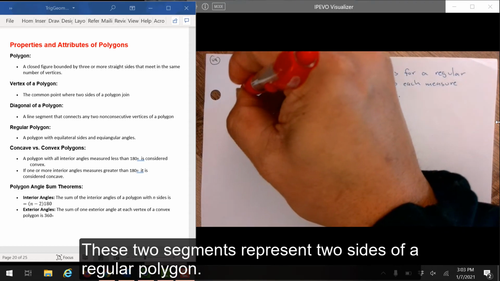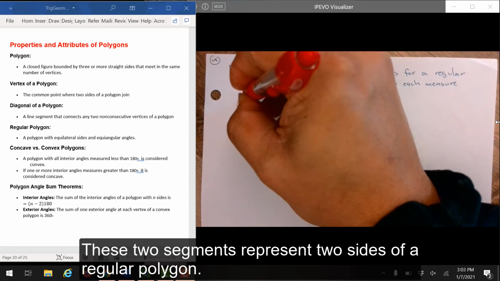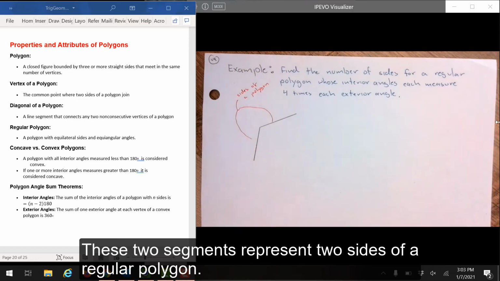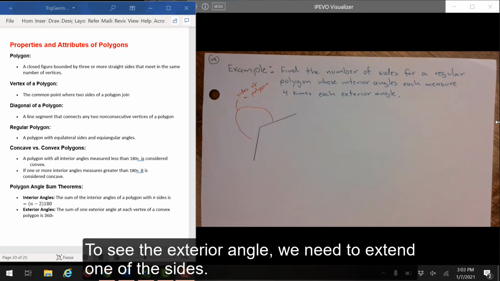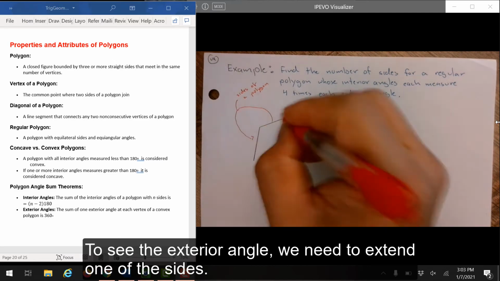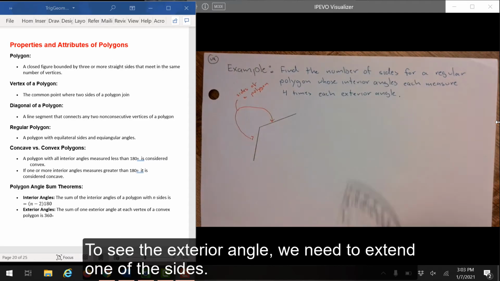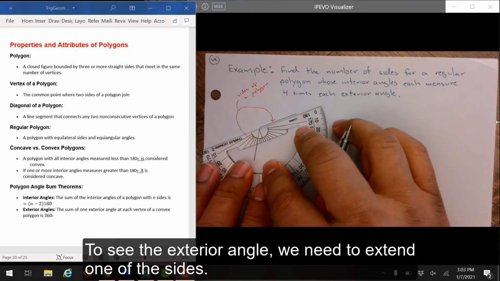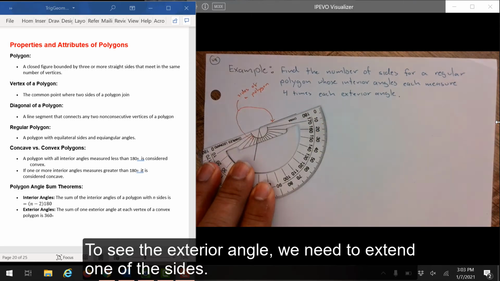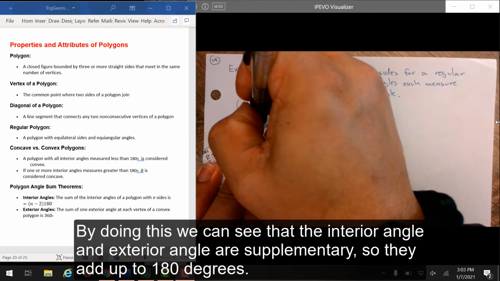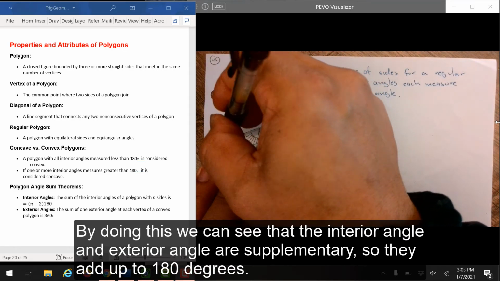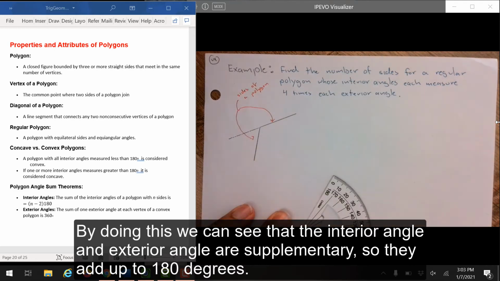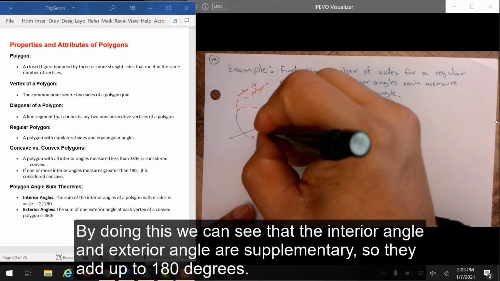These two segments represent two sides of a regular polygon. To see the exterior angle, we need to extend one of the sides. By doing this, we can see that the interior angle and exterior angle are supplementary, so they add up to 180 degrees.